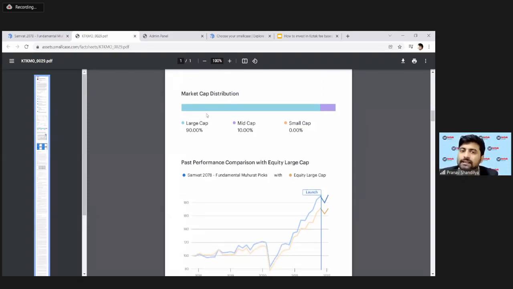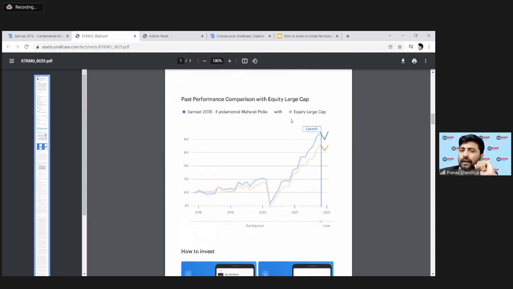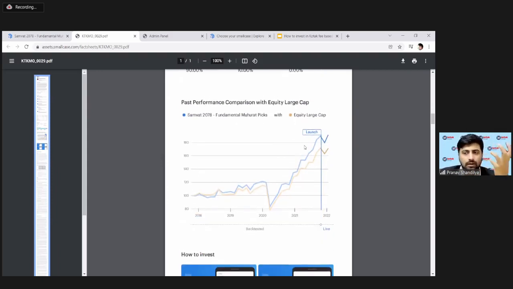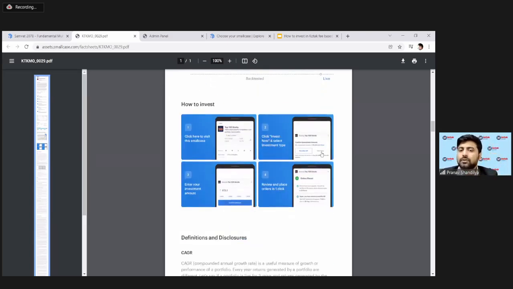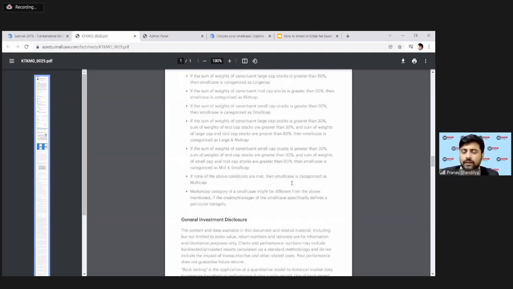You will also see things like market cap distribution, where you'll see that 90% of the stocks in this particular basket is large cap, 10% is mid cap, and so on. You'll also find details about the small case basket's performance mentioned over here. You can also see steps to invest and so on right over here.